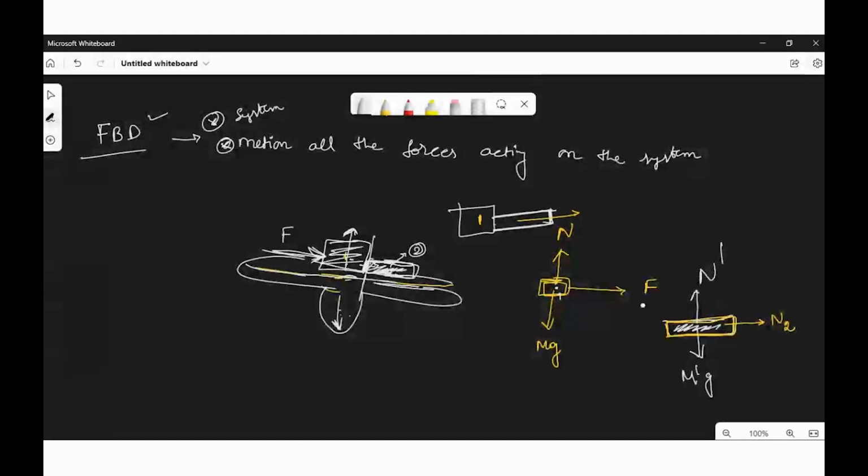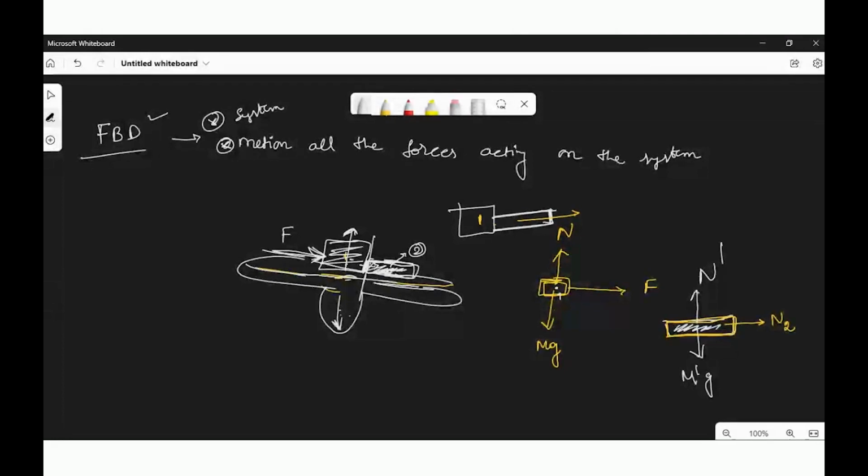Understood. So defining the system is also very important. And when you are mentioning something as the system, you should be clear about what all the forces are that are acting on the system. Okay. Is it clear? Yes.